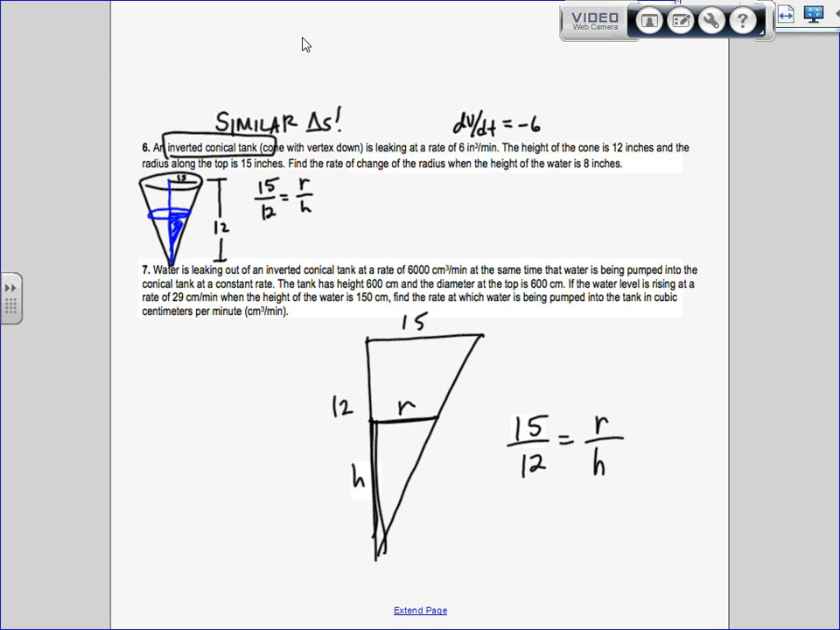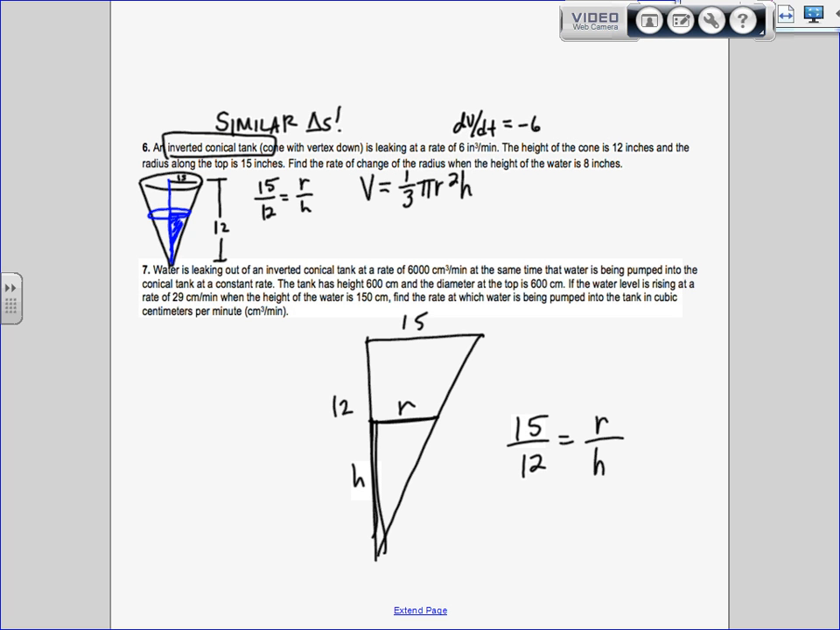So it says, find the rate of change of the radius when the height of the water is 8 inches. Okay, so if I was setting up a volume equation for a cone, do you guys remember a cone is 1/3 area of the base times the height? So volume is almost always area of the base times the height, or 1/3 the area of the base times the height. 1/3 means it goes to a point, like it's a cone or a pyramid or something like that. So it's 1/3, the area of the base is pi r squared, and the height is h.